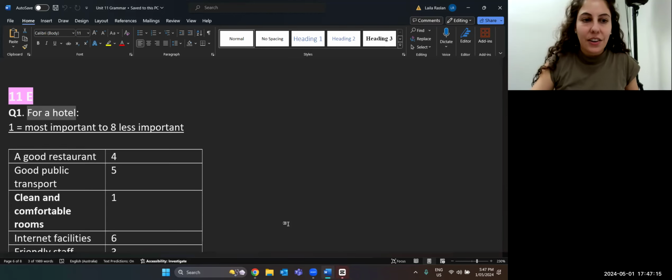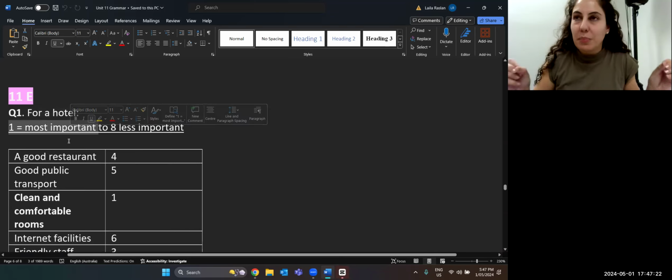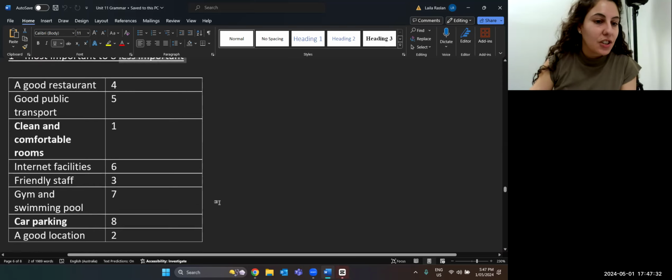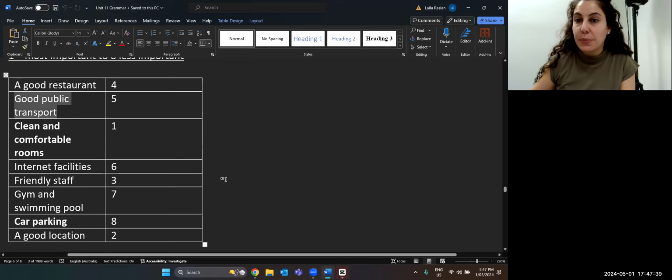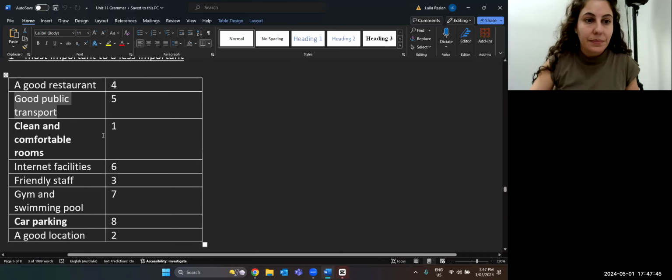Now, before we do a questionnaire, let's think about what is the most important thing for us when we want to go to a hotel, and what is the least important thing. So this is my answer. You can see we've got a good restaurant in the hotel, good public transport so that we could arrive at the hotel, and maybe from the hotel we want to go into the city.